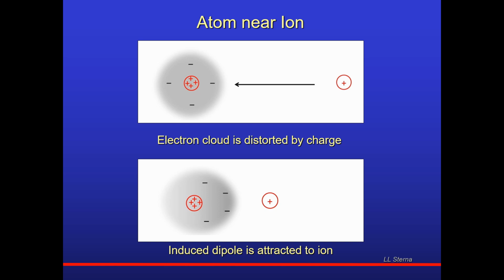Now, the induced dipole will be attracted to the ion. Why? The dipole is still neutral. However, those electrons are closer to the positive ion. Therefore, they will have a greater attractive force, whereas the nucleus, being further from the ion, will have a smaller repulsive force. Therefore, the induced dipole, the neutral atom, will be attracted to the ion. So these kinds of interactions can be very important when you study chemistry.